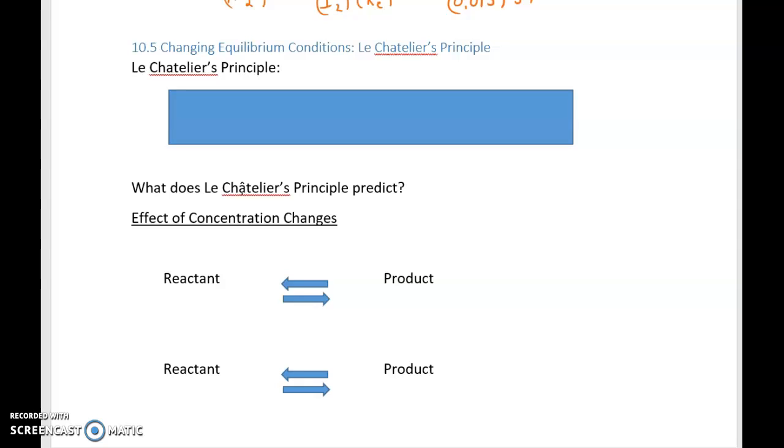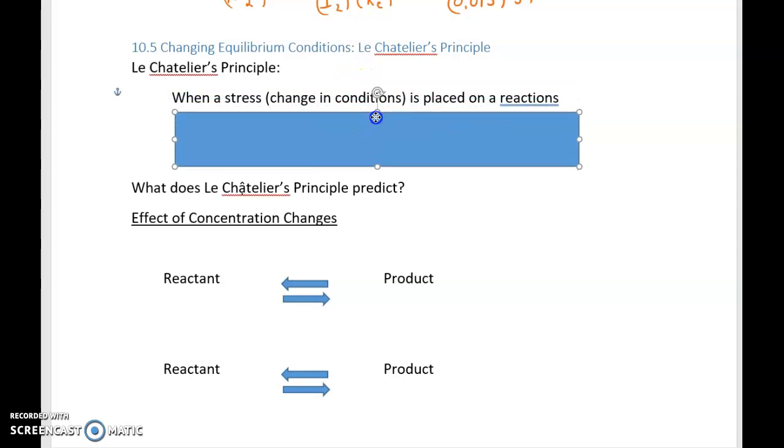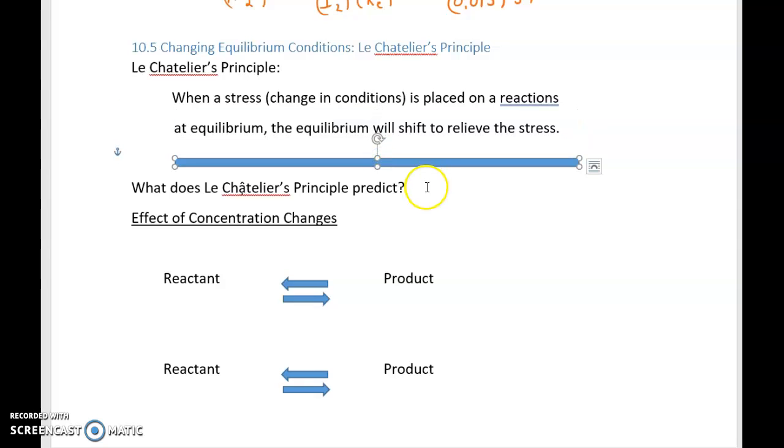So we've been talking about equilibrium. But what happens if a substance or a reaction is in equilibrium and something changes? If something changes, that means we put a stress on the reaction. The equilibrium will shift to relieve that stress.